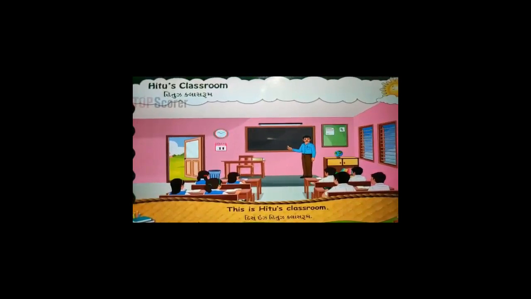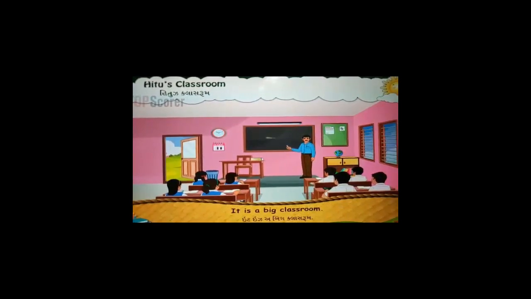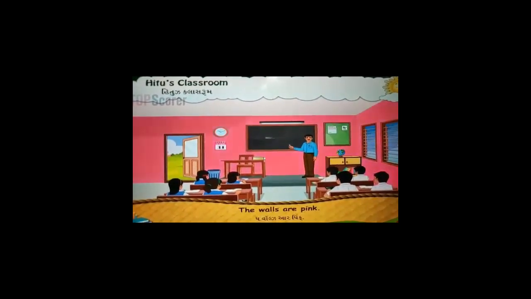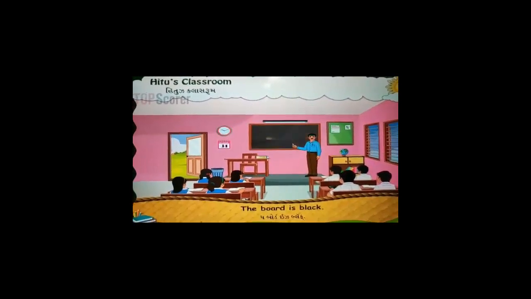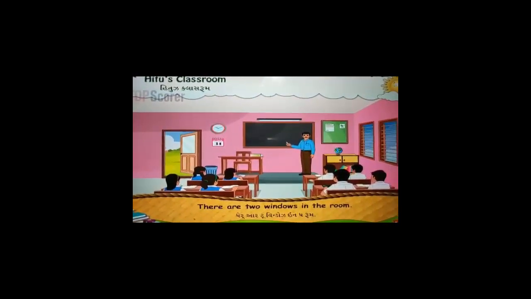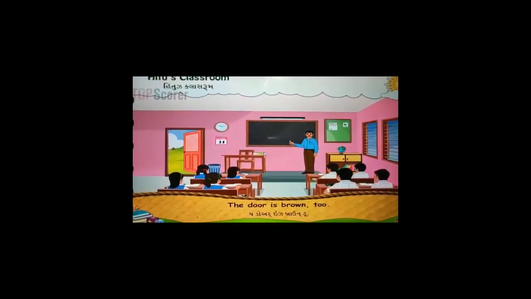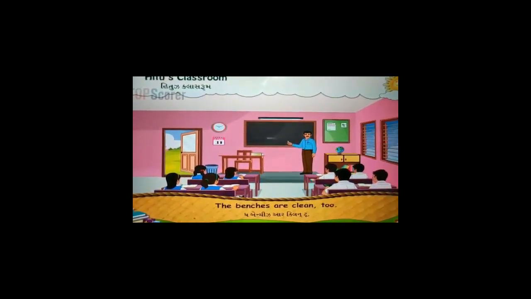Hitu's classroom. Hey, look, it's Hitu's classroom. Come, let us take a look in his classroom. This is Hitu's classroom. Hitu and his friends are in the classroom. It is a big classroom. The walls are pink. The board is black. The ceiling is white. There are 2 windows in the room. The window frames are brown. The door is brown too. The floor is clean. The benches are clean too.